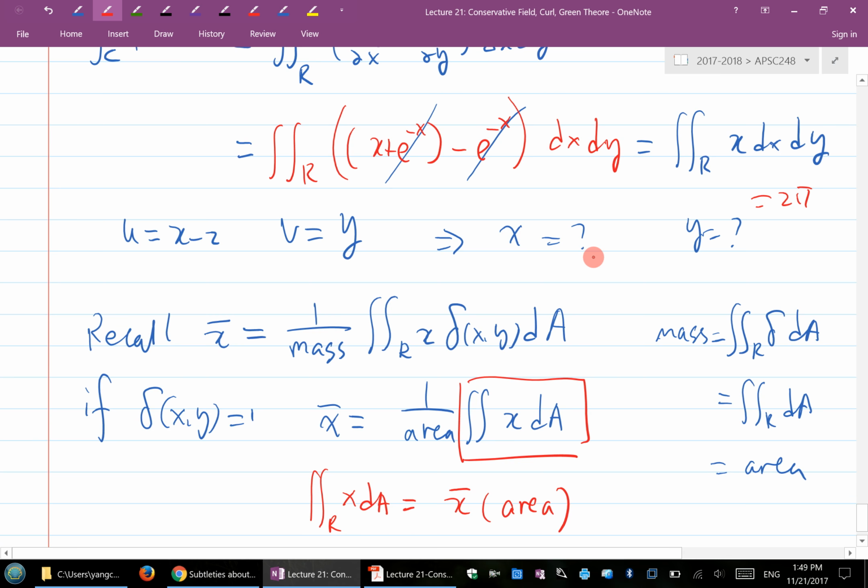Any questions? So that's basically about Green's theorem. You'll get a chance to practice a few more examples in assignments. Okay? And next week you'll have a quiz on Green's theorem.